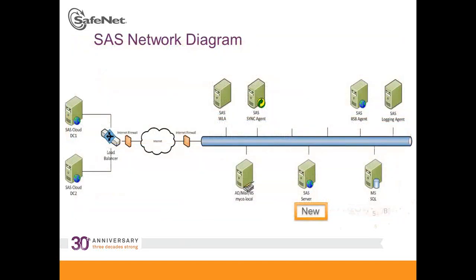So again, like we've been doing with the other series, we look at our network diagram. We can see in the first series we had our sync agent with our 2 user stores, AD and SQL. In the second series we added the Windows Logon agent, the IIS agent, and the logging agent. This series we're going to be adding to our network diagram the SAS servers.